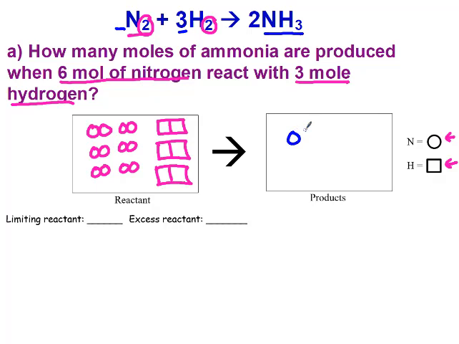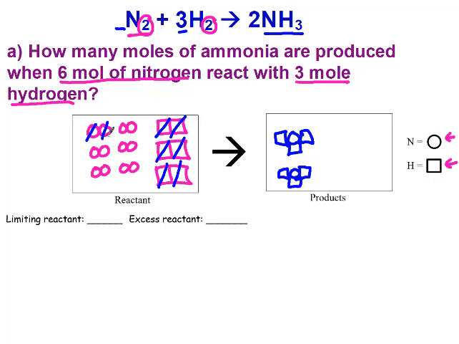So I need 1 nitrogen and 3 hydrogens. And they should be attached in some format because they're bonded together. Whenever I draw my NH3, I'm going to cross out 1 nitrogen and 3 hydrogens. So I know I've used those up. Then I ask myself, can I make more? Yes, I have more nitrogen, I have more hydrogen. So I'm going to draw another one. So I've used 3 more hydrogens and 1 more nitrogen.